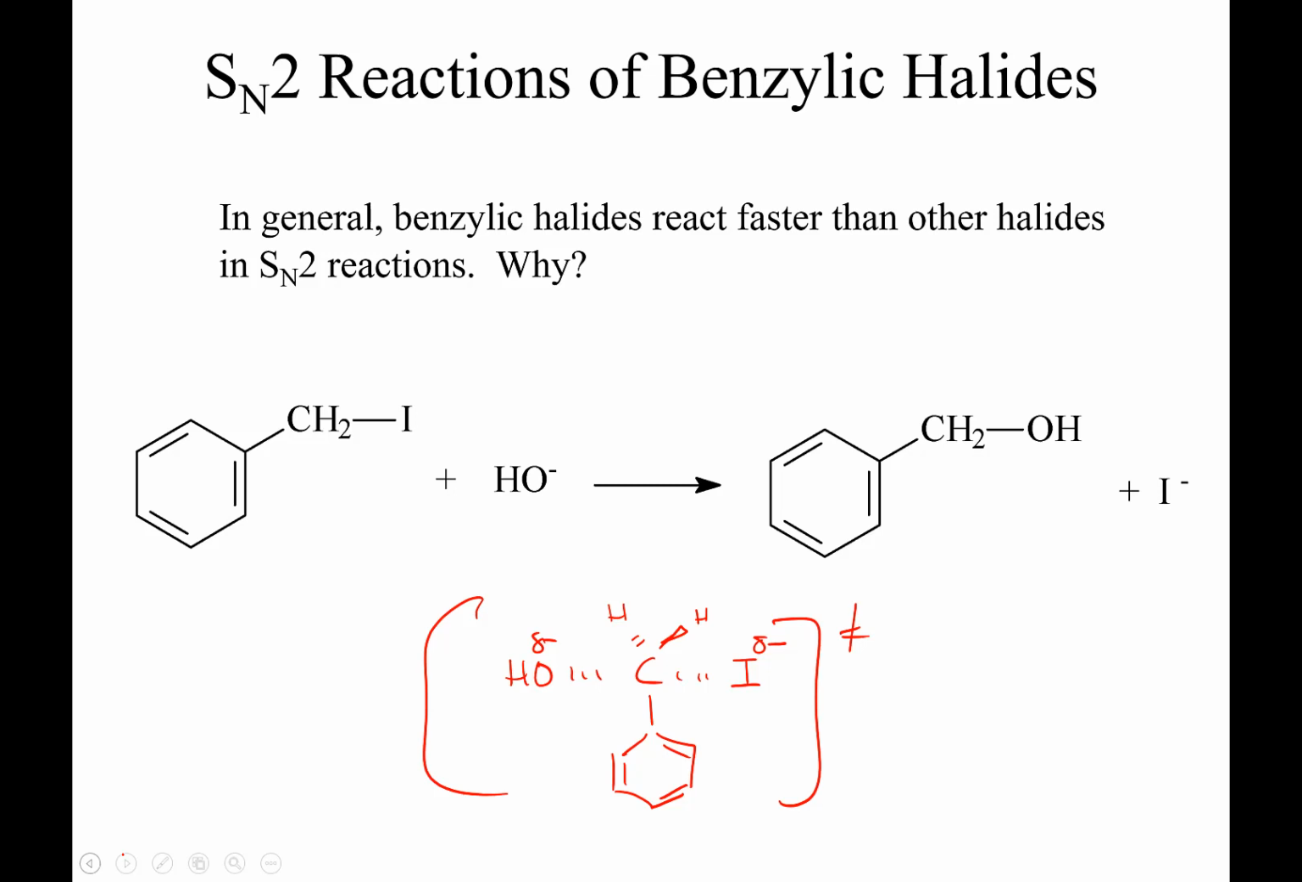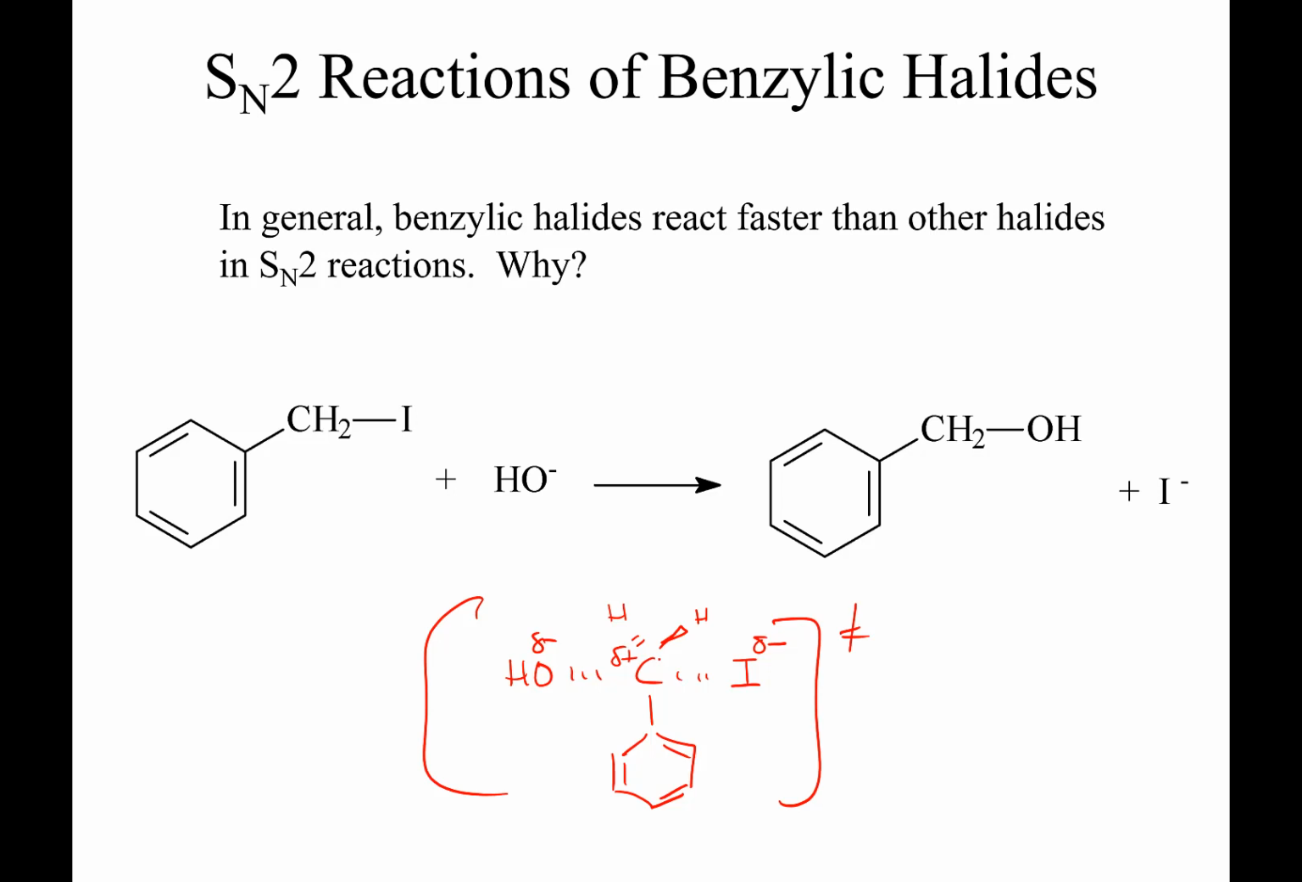There's one more. We don't normally write the delta positive on the carbon, but in this case it helps us explain the answer to this question. So when I put a delta positive charge on that benzylic carbon, if I add a benzene ring to that carbon, what happens? That benzene ring stabilizes that delta positive carbon the same way it would as if it was a true C+.